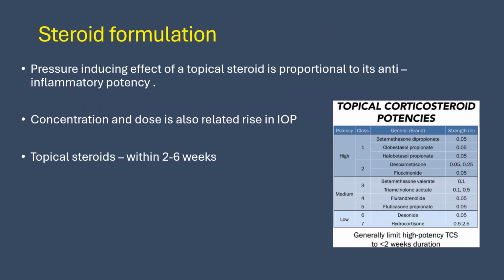The steroid formulation is also important. The pressure inducing effect of a topical steroid is proportional to its anti-inflammatory potency. The concentration and dose are also related to the rise of IOP. Steroid can cause glaucoma after weeks, months, or even years after use of steroid. But generally speaking, the topical steroids can show response within 2 to 6 weeks.